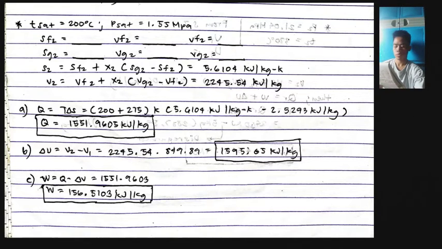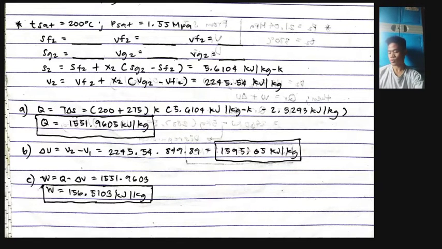So by calculating it, our S2 equals 5.6104 kilojoule per kilogram K, while our U2 equals 2245.54 kilojoule per kilogram. So next, A. Q equals T delta S, equals (200 plus 273 K) times (5.6104 kilojoule per kilogram K minus 2.3295 kilojoule per kilogram K), and by calculating it, our Q will be 1551.9605 kilojoule per kilogram.